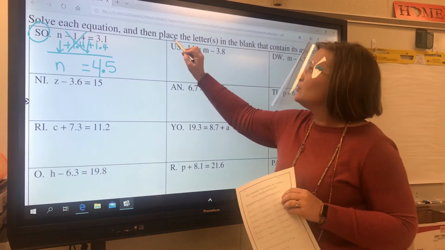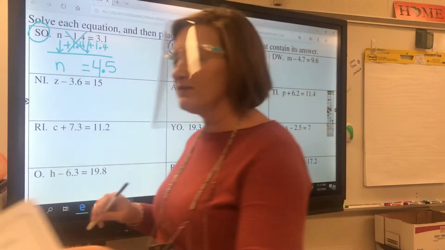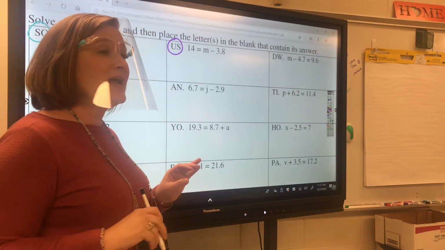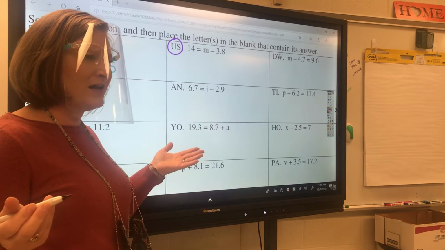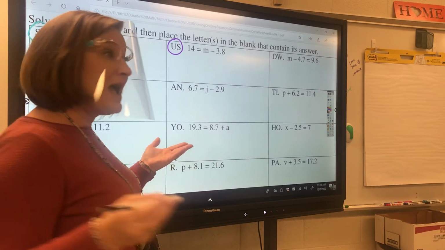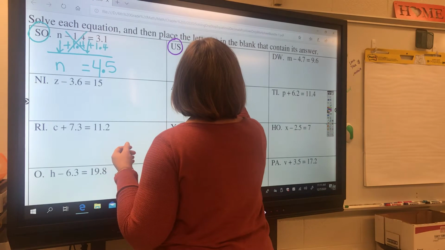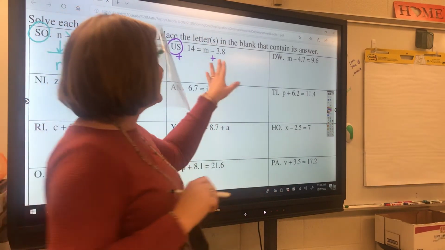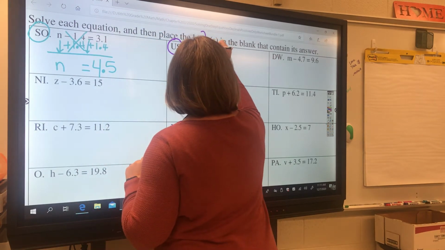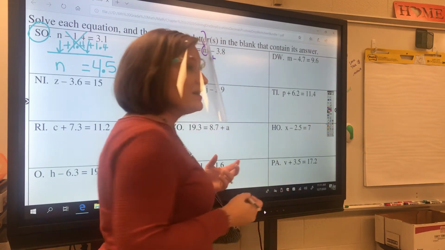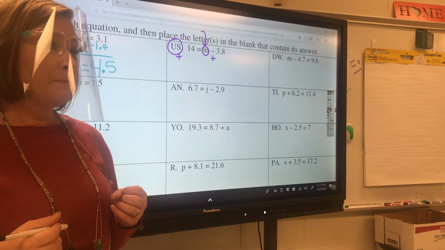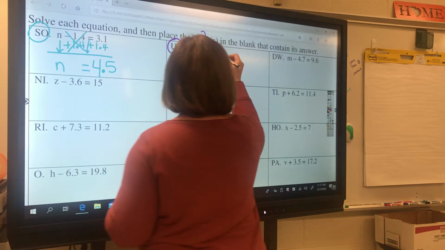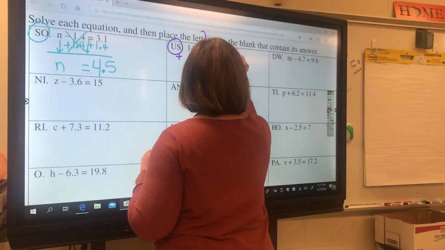All right, let's do US together. We've got 14 equals M minus 3 8/10. How am I going to solve that? I'm going to add. What am I going to add? 14 plus what? I want to get my M by itself. What's with the M that I need to get rid of? The minus 3 8/10. So I'm going to have to add 3 8/10.